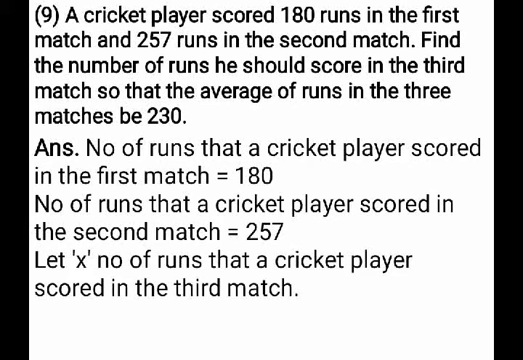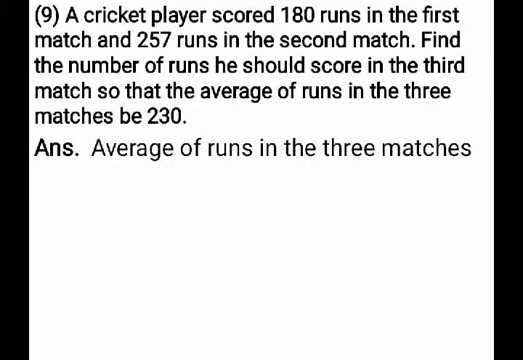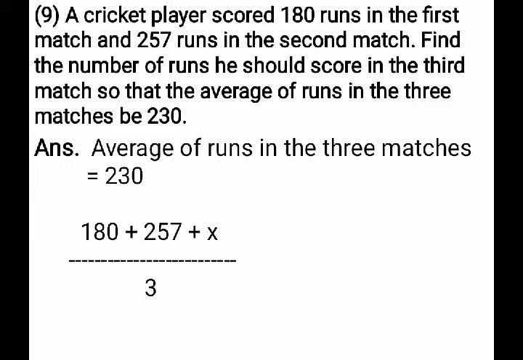You have to take, let x be the number of runs that a cricket player scored in the third match. The average of runs in the 3 matches is given as 230. So you have to write the average form of the equation, that is, number of runs in the first match plus number of runs in the second match plus number of runs in the third match. I have taken it as x, upon 3 is equal to 230.